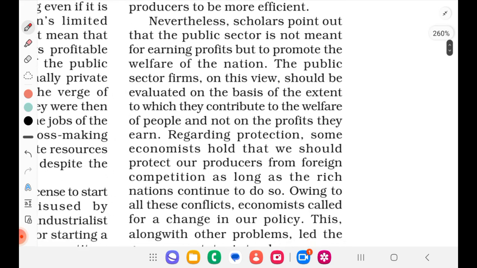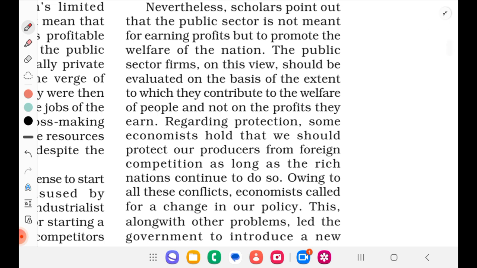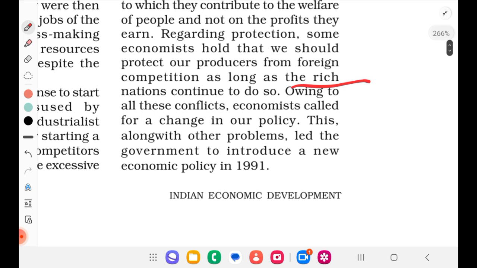Nevertheless, scholars point out that the public sector is not meant for earning profit but to promote the welfare of a nation. The public sector firms, on this view, should be evaluated on the basis of the extent to which they contribute to the welfare of the people and not on the profit they earn. Regarding protection, some economists hold that we should protect our producers from foreign competition as long as the rich nations continue to do so. Owing to all these conflicts, economists called for a change in our policy. This, along with other problems, led the government to introduce a new economic policy in 1991.